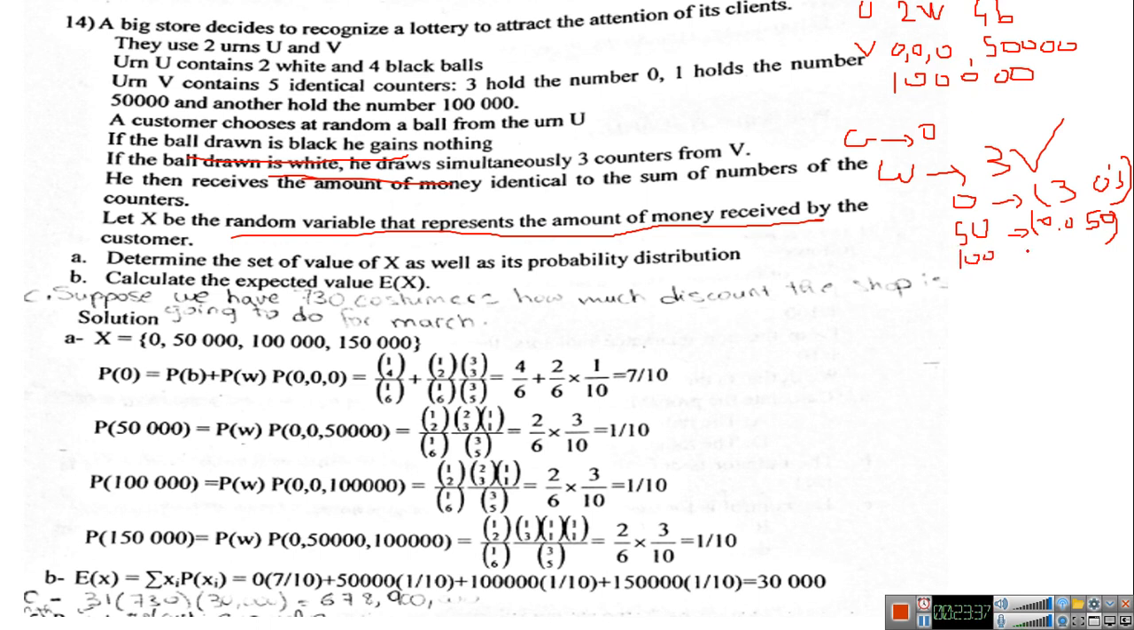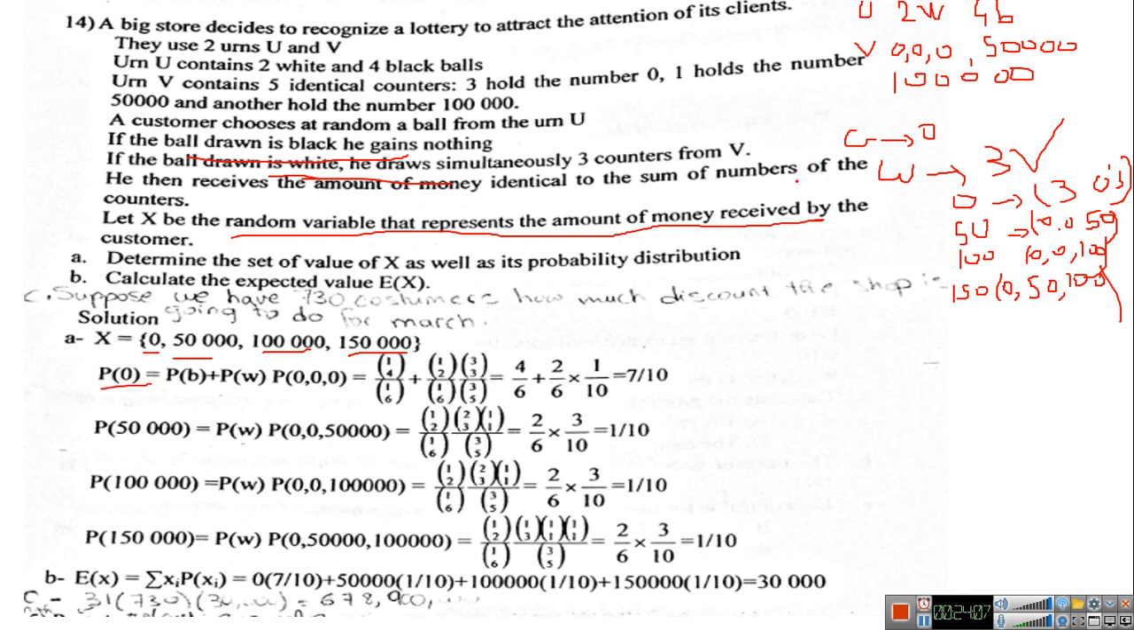Or he's going to get 100,000, in this case 0, 0, and 100. Or 150, 1, 0, 150, and 100. Do you have other possibilities than these? Certainly no. So what are all the possibilities of X? Either 0 or 50,000 or 100,000 or 150,000. So I want to find the probability distribution of each one.